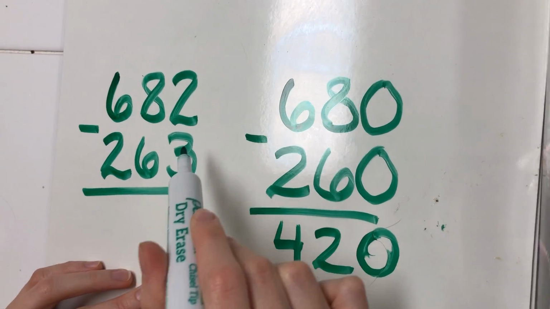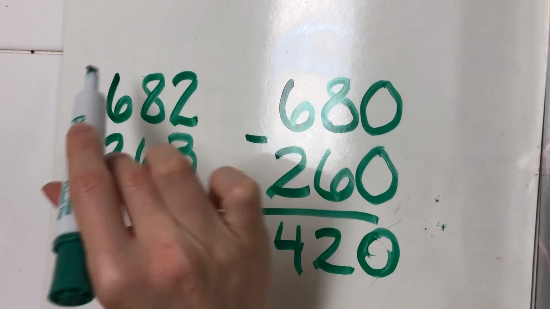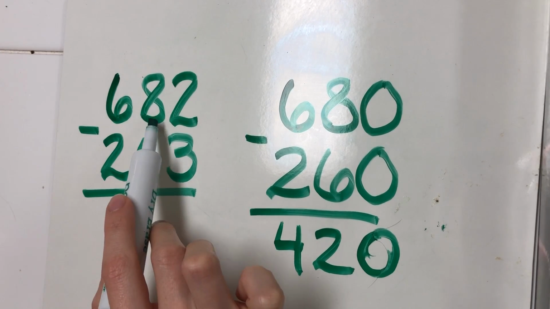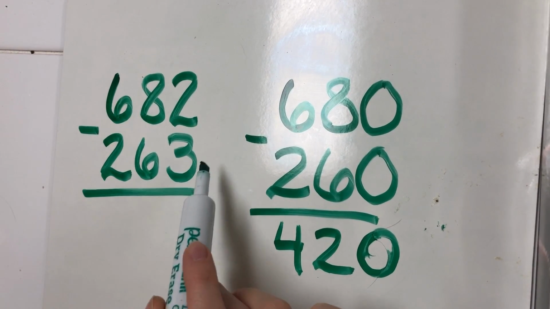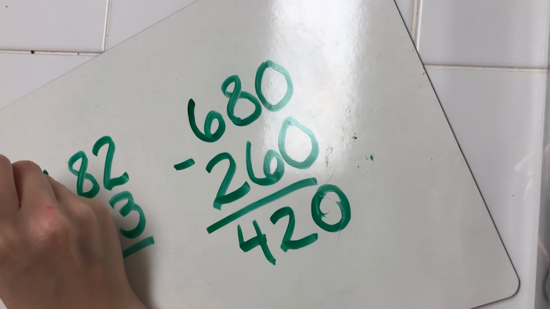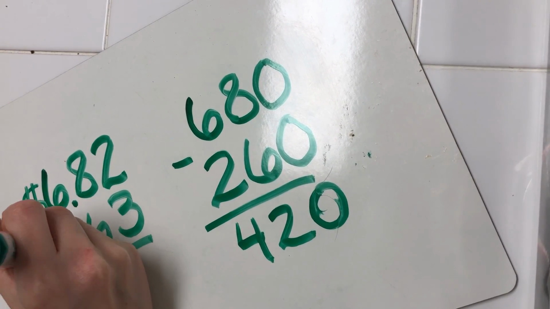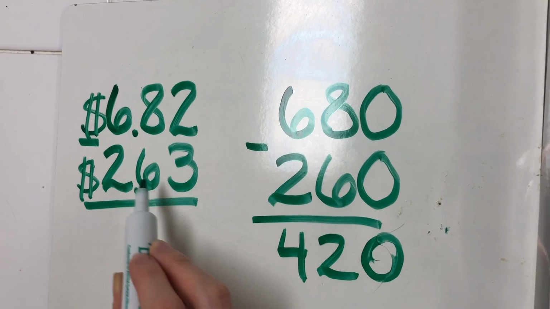So now we're going to actually solve this. And it's easier to look at a big problem like this with these big numbers as money. And so this could be 682 pennies. And this could be 263 pennies. And so that would make us have these money amounts. So I'm going to put my dollar sign and I'm going to put my decimal here to show that these are the cents.